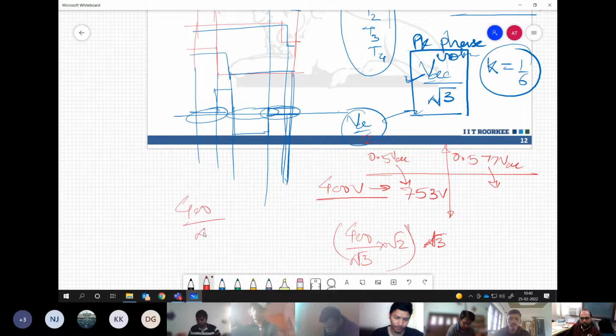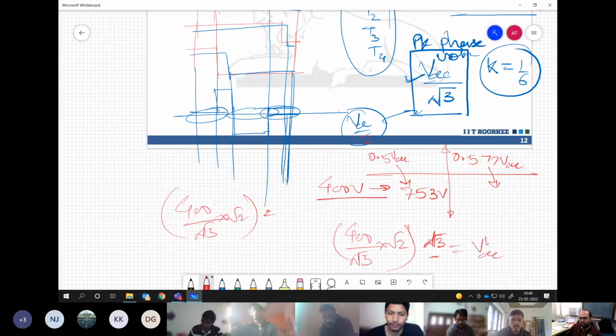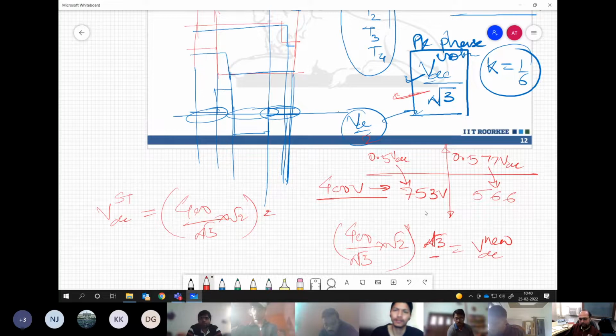Earlier it was 400 by root 3 into root 2 into 2. Now it is into root 3. So it should be lesser. This is new VDC. Peak phase voltage I am saying, right? So you have to equate the peak phase voltage with this. What is peak phase voltage? 400 by root 3 into root 2. That is the peak phase voltage. Equate it with this. Now what is the DC bus voltage? 566. 560? 566. So this may be little lower. No, how much? Sir, this one? This one is 653. 653. Correct.